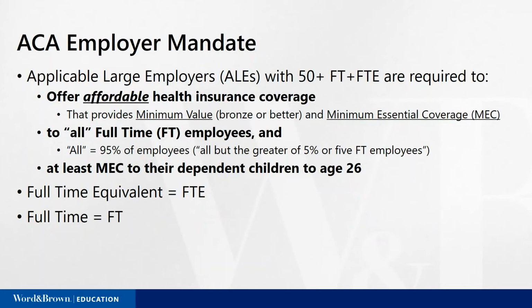Under the ACA's employer mandate, applicable large employers with 50 or more full-time and full-time equivalent employees are required to offer affordable health insurance coverage that provides a minimum value and a minimum essential coverage to substantially all full-time employees and at least minimum essential coverage to those full-time employees' dependent children up to the age of 26.